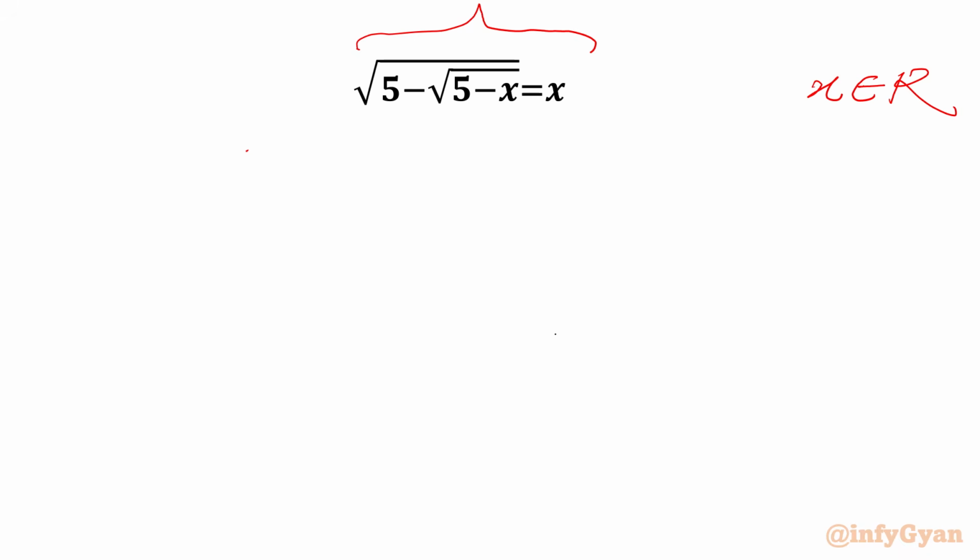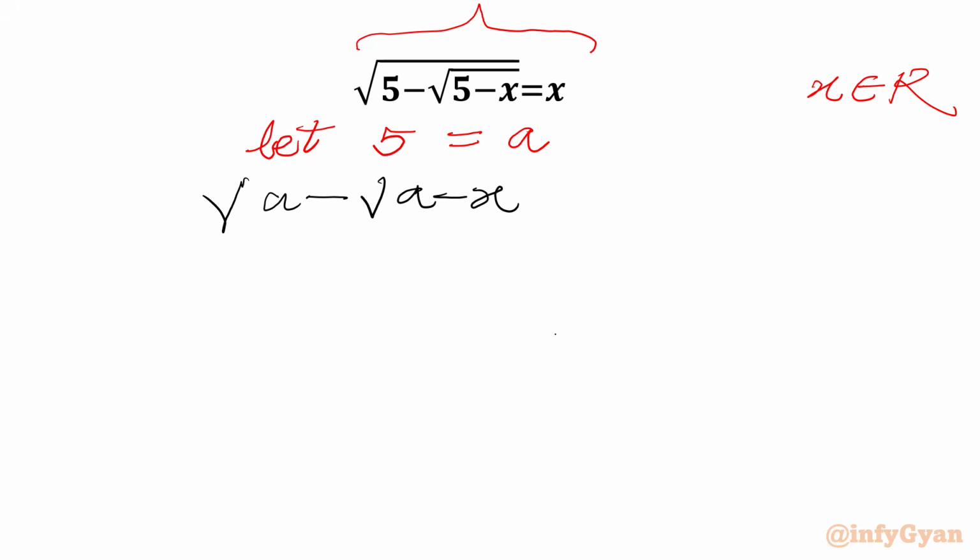We'll be solving this equation using substitution, but this substitution is 5 equal to a. We are trying to write the constant equal to a. So square root of a minus square root of a minus x will become x.